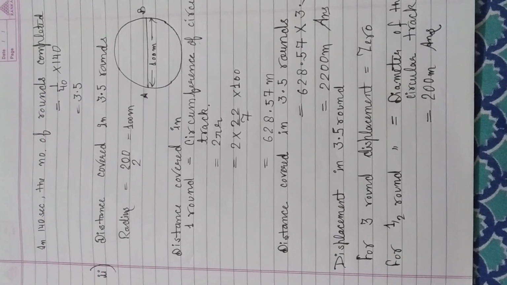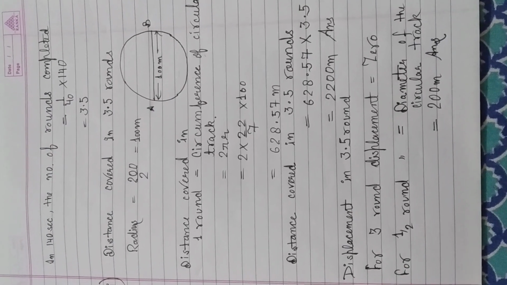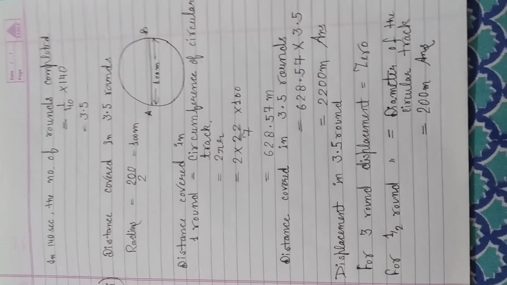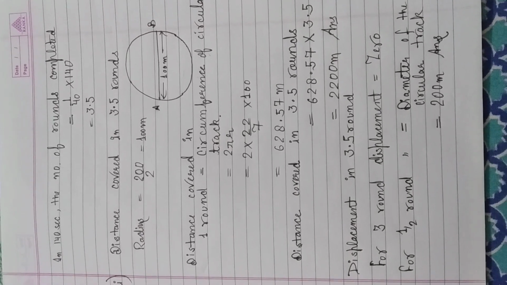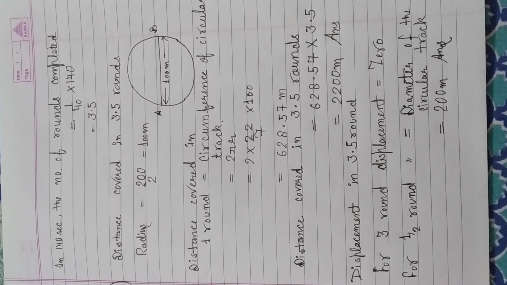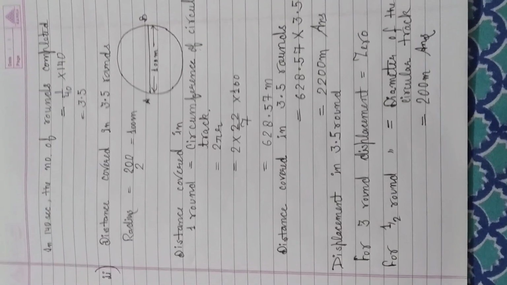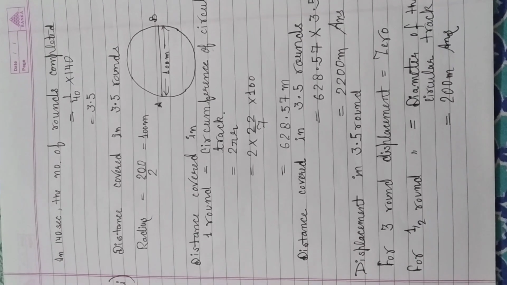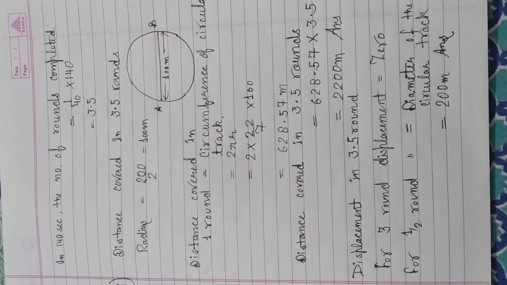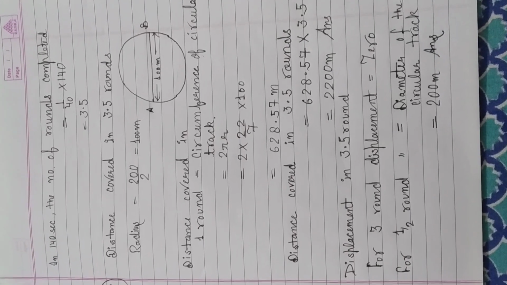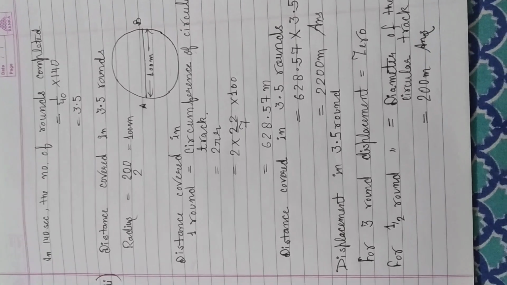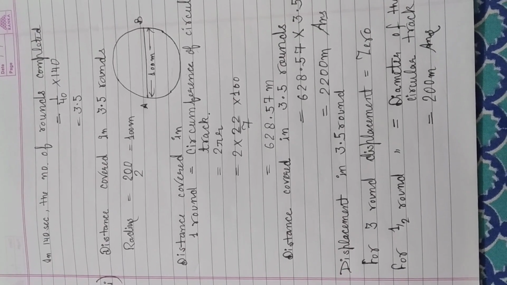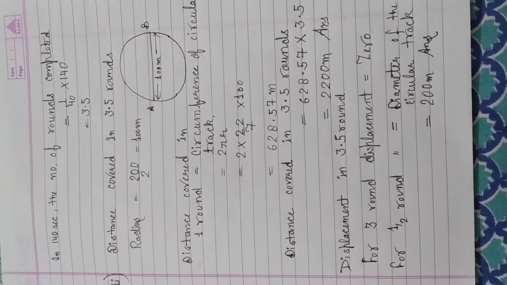Now, the distance covered in one round will be equal to the circumference of the circular track. अगर हम इस circular track की distance find out करें, that will be equal to the circumference of the circular track. And we know that the circumference of a circular track is 2 pi r. The value of pi is 22 upon 7 and the radius we have already calculated is 100. When you solve it, it comes out to be 628.57 meter.